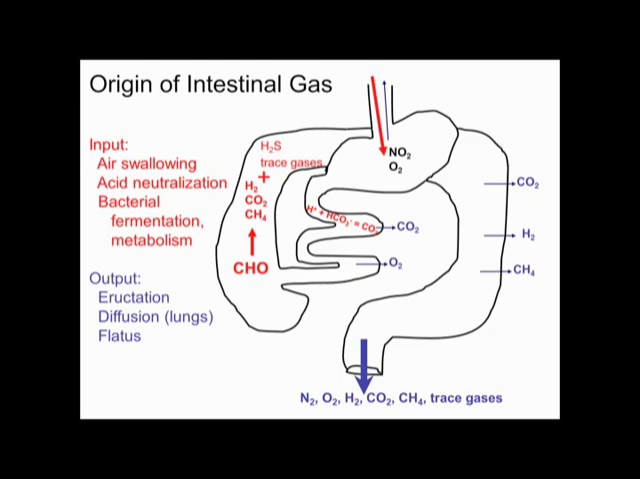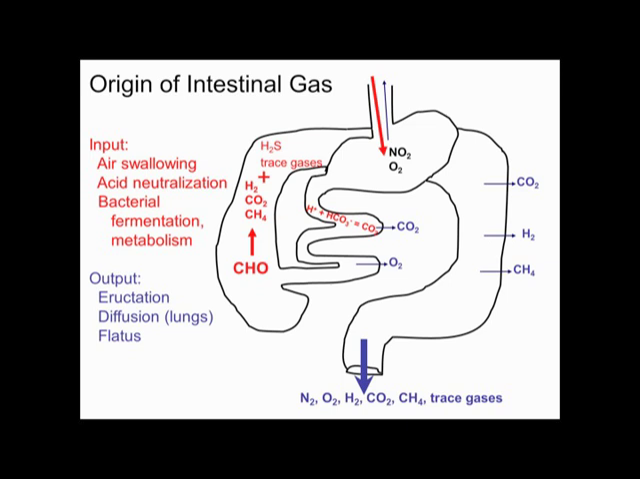So how do you get gas in the intestine? Of course, when you air swallow, 3/4 of that is nitrogen, 21% oxygen, and you will generate some CO2 as gastric acid is neutralized in the duodenum. Well, a lot of that CO2 and a bunch of the oxygen is actually soluble across the small bowel membrane and gets absorbed and goes out in the lungs. But the nitrogen is not. So the nitrogen is going to make it all the way down into the colon.